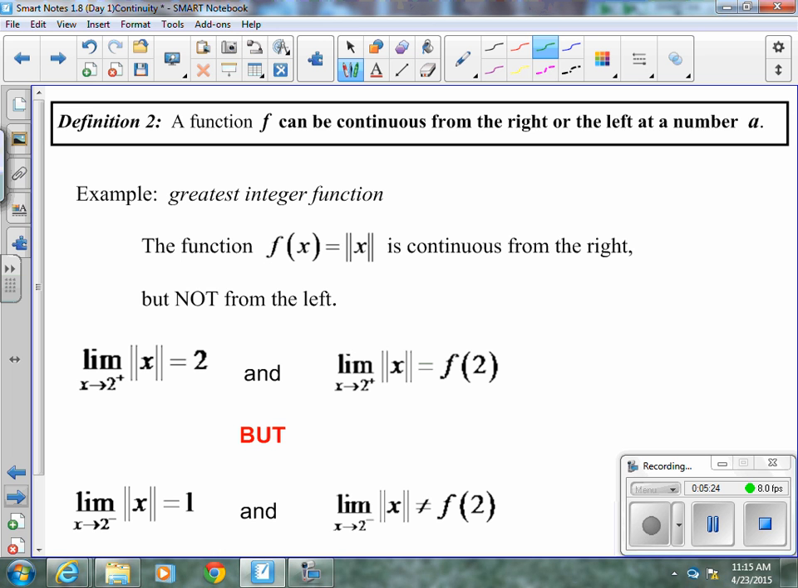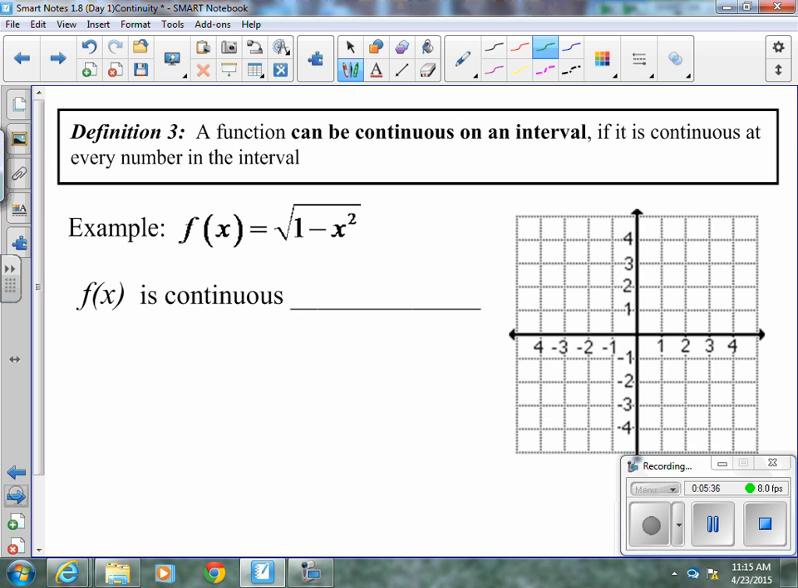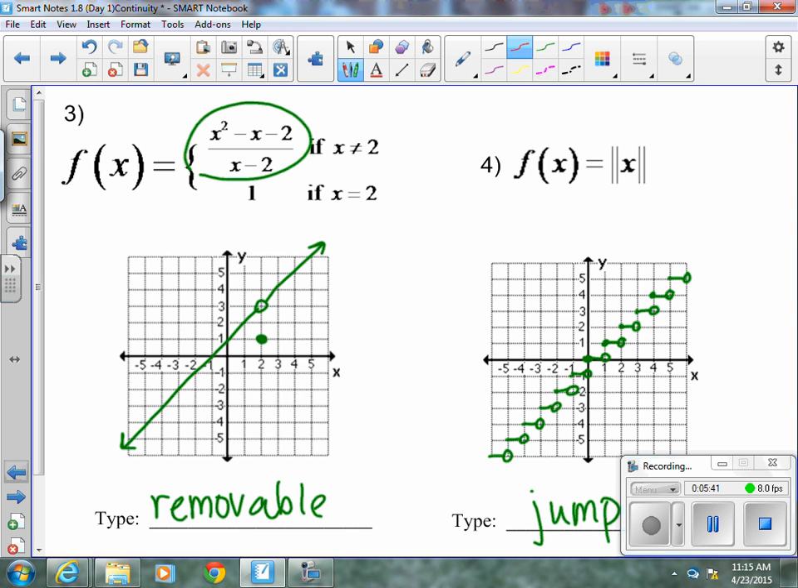Moving on, definition 2 says a function can be continuous from the right or from the left at a number. For example, the greatest integer function. This function is continuous from the right but not from the left. Let's look at why. At all of these steps, if we approach 3, for instance, from the right, the limit equals the value. If we approach it from the left, the limit does not equal the value because the limit is 2 and the value is 3. So that's what they mean by approaching from the right or the left.